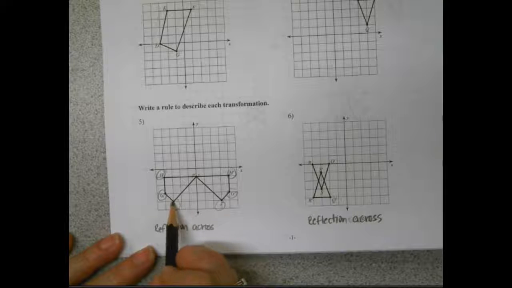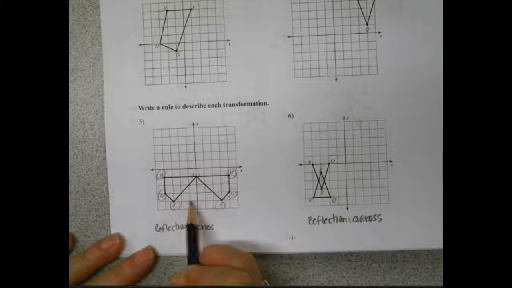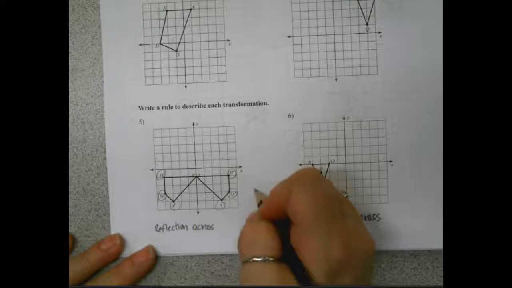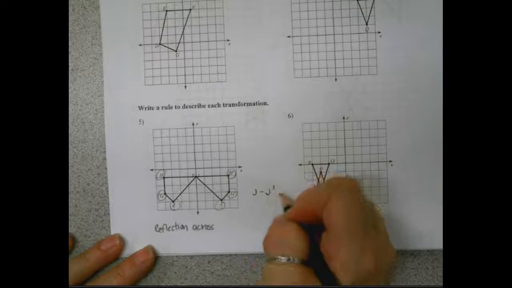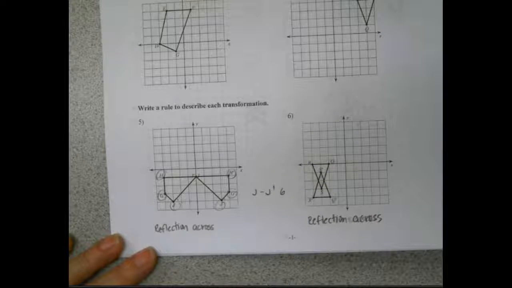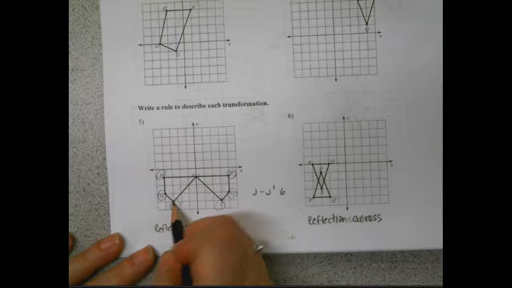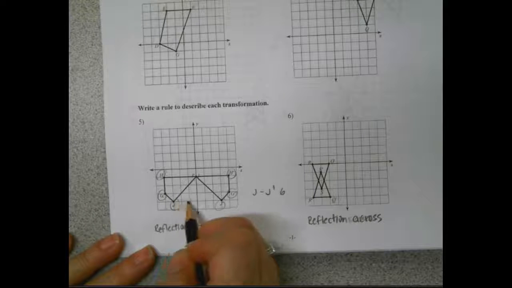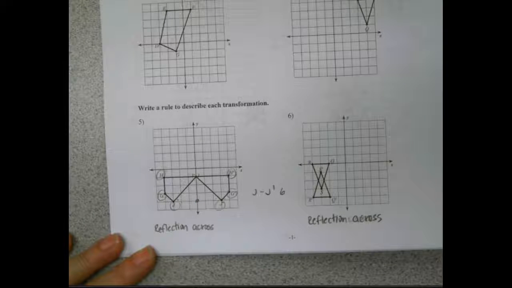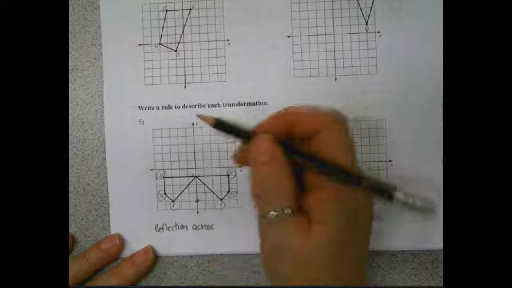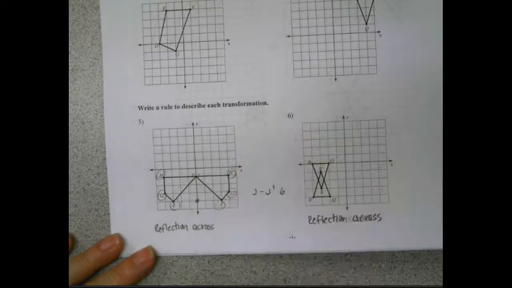So I'm going to count. 1, 2, 3, 4, 5, 6. So from J to J prime, it's 6 units, right? So what's half of 6? 3. So I'm going to count from J 3 units. 1, 2, 3. That puts me here. Okay? So I can see that this is my middle point. Where does it land? On the y-axis, right?